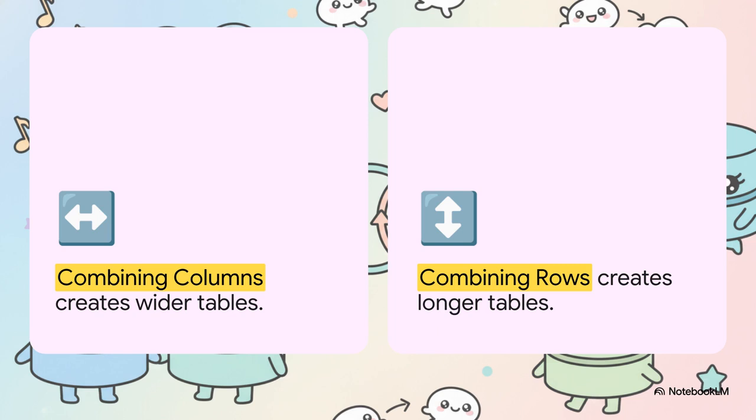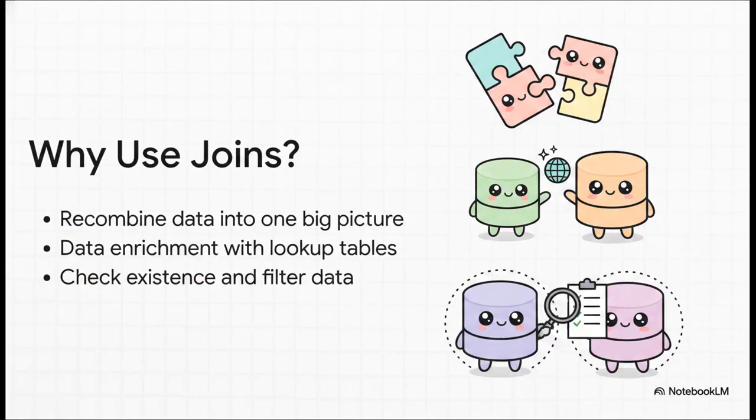But joins? Joins are a totally different beast. They place columns side by side. You aren't adding more people, you're adding more information about the people you already have, creating a much wider, richer table. In practice, we primarily use these side-by-side joins for 3 specific tasks.